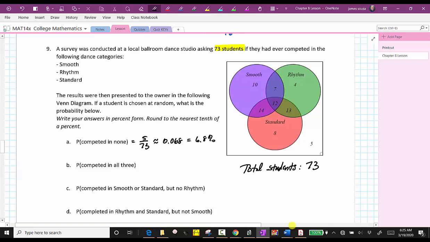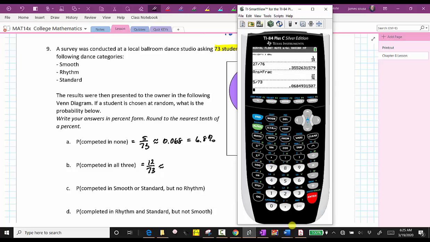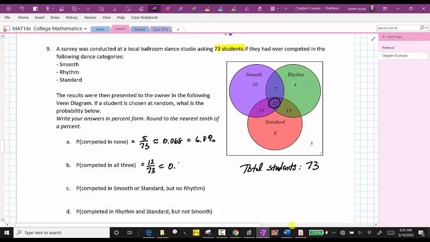Next, we want the probability if one student is selected, they competed in all 3 categories. Well, that would be this region here where all 3 sets overlap. 12 students competed in all 3. The probability is 12 divided by 73. To 3 decimal places, we have 0.164, which is equal to 16.4%.